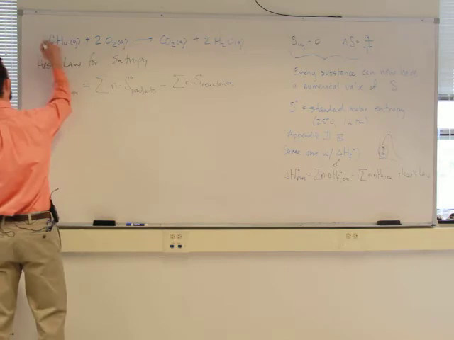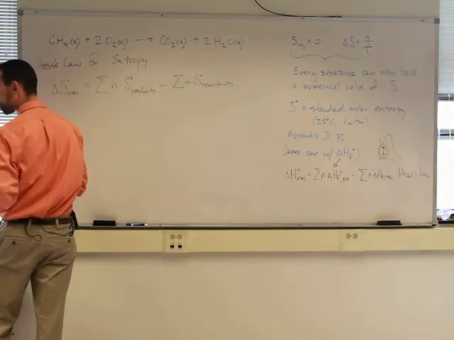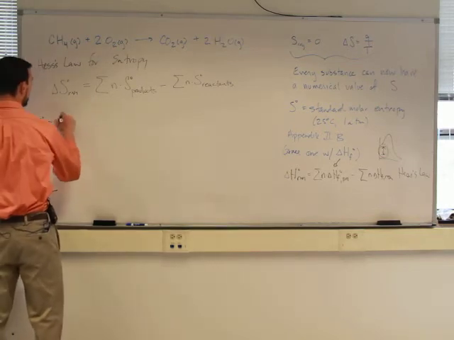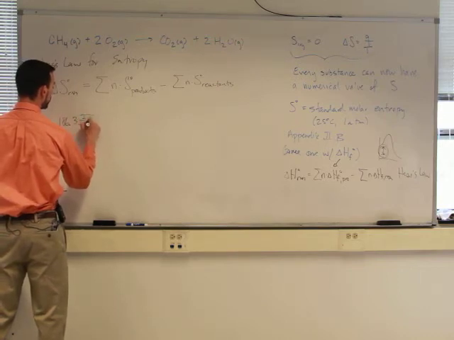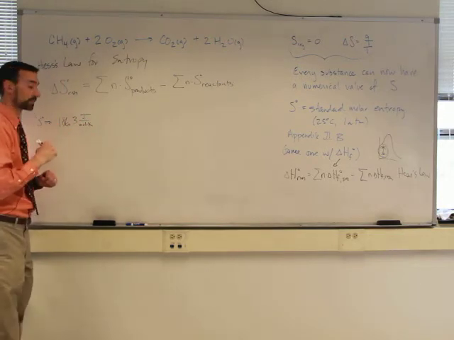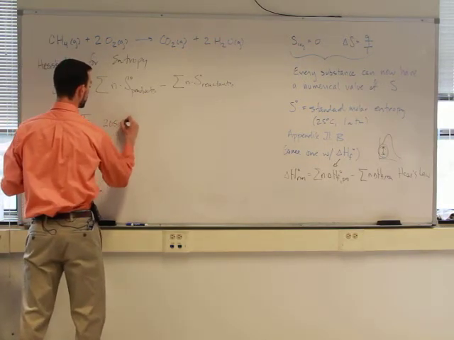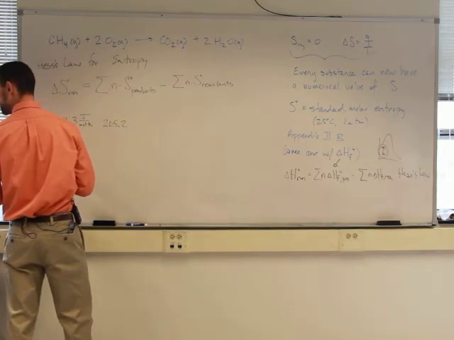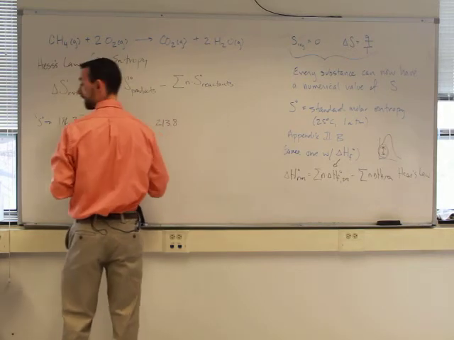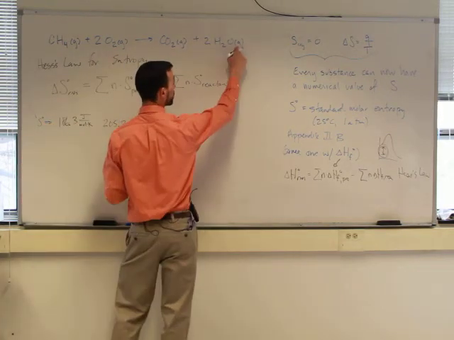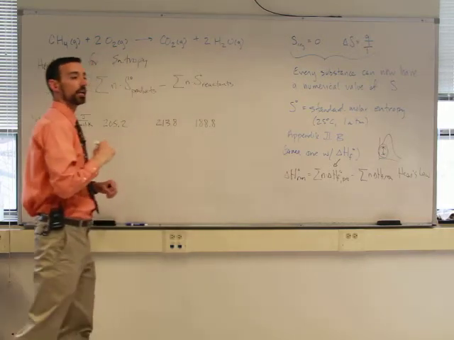Okay? So in Appendix 2B, here are the S0 values for these four substances. Methane is 186.3 joules per mole Kelvin. Oxygen is 205.2. Carbon dioxide is 213.8. And water in the gas phase, and you have to remember the phases, there are multiples listed, so it's 188.8.